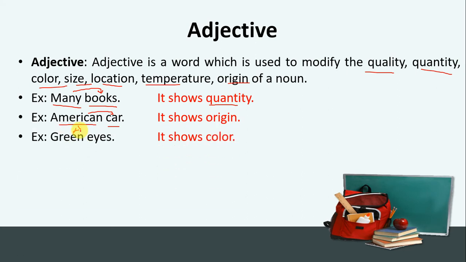You see the other example, green eyes. The color. Eyes is a noun, right? It's a noun. So what type of eyes? Green eyes. So it talks about the color of a noun.